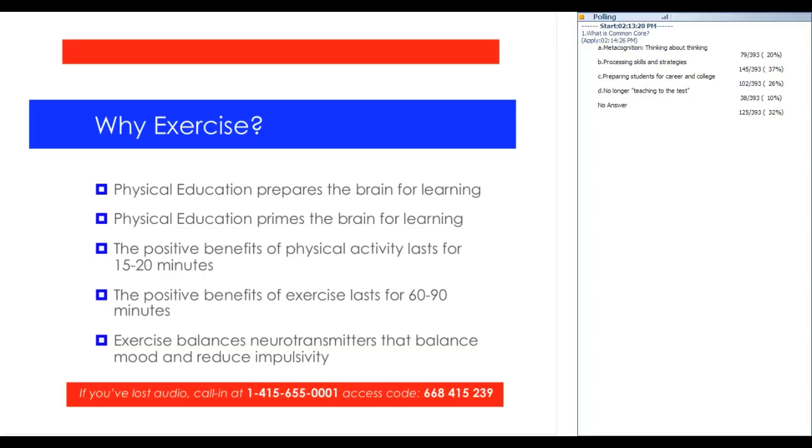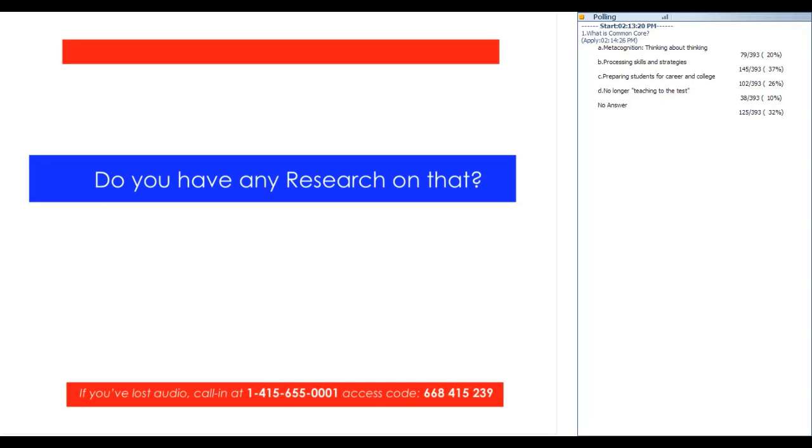So that's why we need daily physical education, daily quality physical education. And then the last one says that exercise balances the neurotransmitters for mood and reduced impulsivity. We know, too, that when the brain and body are back into balance, then you're going to have the students be more engaged. They're going to behave better. They're not going to be so impulsive. So that's why we exercise, not just to get into a bikini or a Speedo.